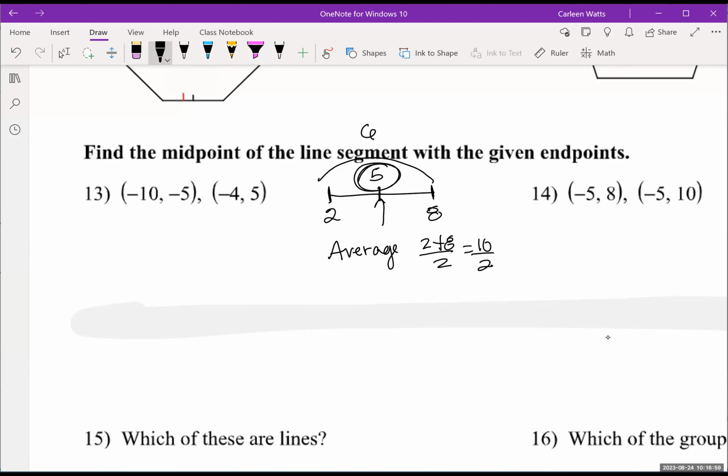Okay, so what we're going to do is now we have X's and Y's. So we are going to average the X's and average the Y's. Yeah, we're going to average the X's and we're going to average the Y's. So grab your X's, comma, grab your Y's.